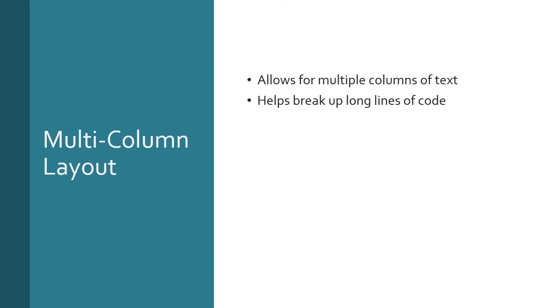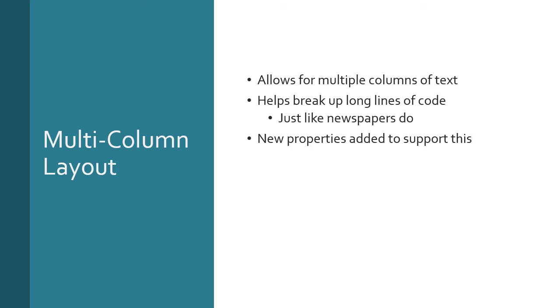So the first one, multi-column layout, allows for multiple columns of text, and it helps break up long lines of code just like newspapers do. What they found is that when people were reading newspapers, they wanted lines not as long. The eye couldn't follow it as much. So it helped to break up the words so that people could read it easier.